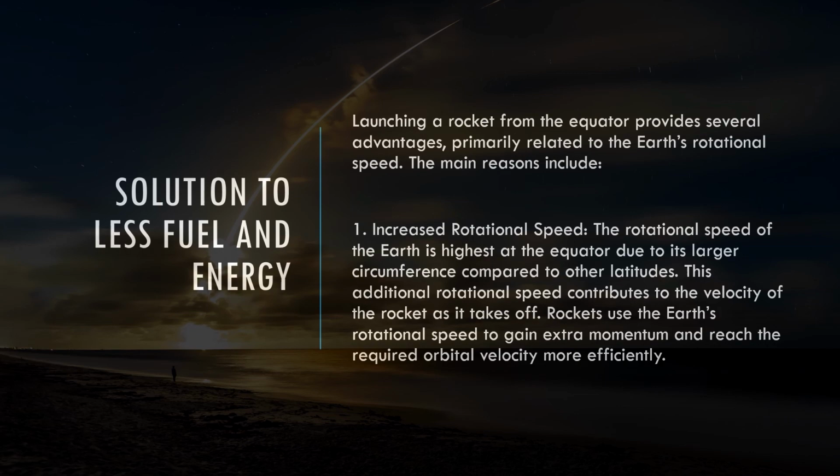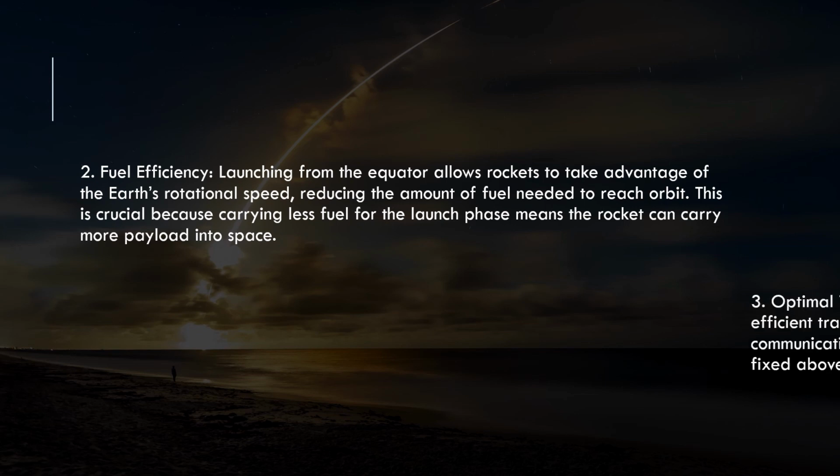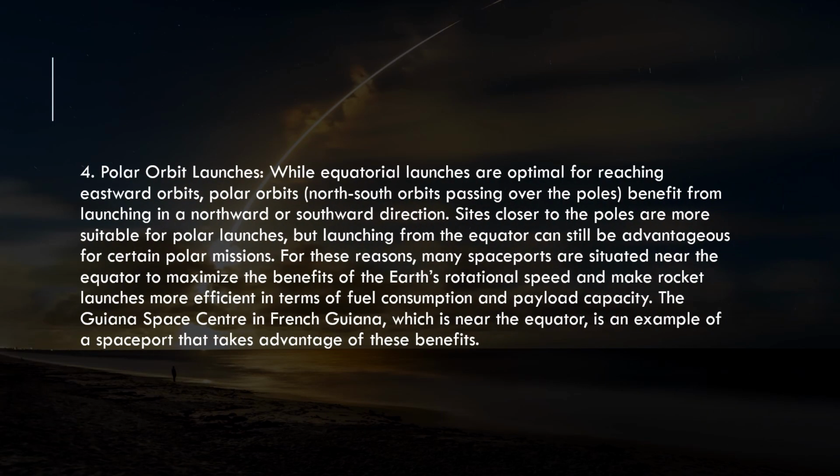Fuel efficiency. An optimal trajectory can also be achieved if we send the satellite from the equator. Polar orbit launches. Since equator launches are optimal for reaching eastward orbits, polar orbits benefit from launching a satellite in the northward or southward direction.